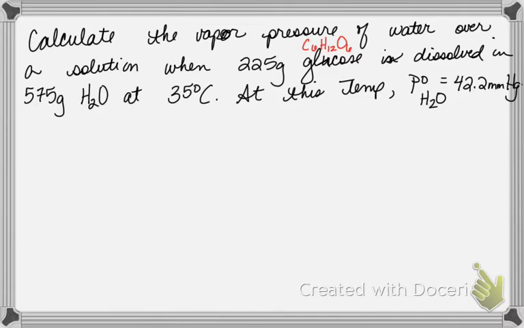So if we're calculating the vapor pressure of water over a solution, obviously the P1, that's what we're calculating. The P1 with the little degree symbol is given as 42.2 millimeters of mercury, and we can leave it in those units. It's not necessary that it's converted to atmospheres, so we'll just work with millimeters of mercury as the pressure. And so X1 is going to be the mole fraction.